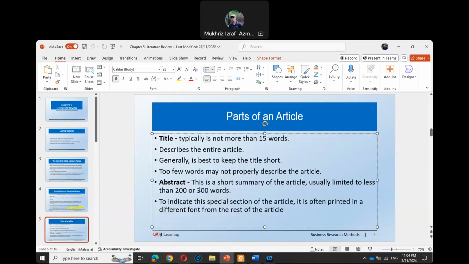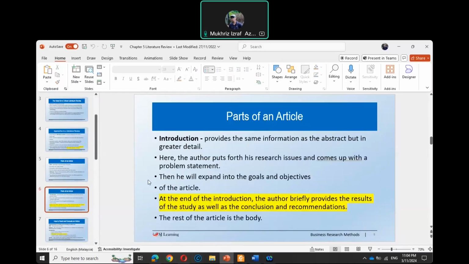Okay, you read the abstract first. Dan kalau kamu rasa abstract tu nampak ada kaitan, yang kamu simpan lah, you download the article. Okay, so this is where you can get a quick idea what the paper is about. Okay, and also tang mana kamu nak tahu what the paper is about.